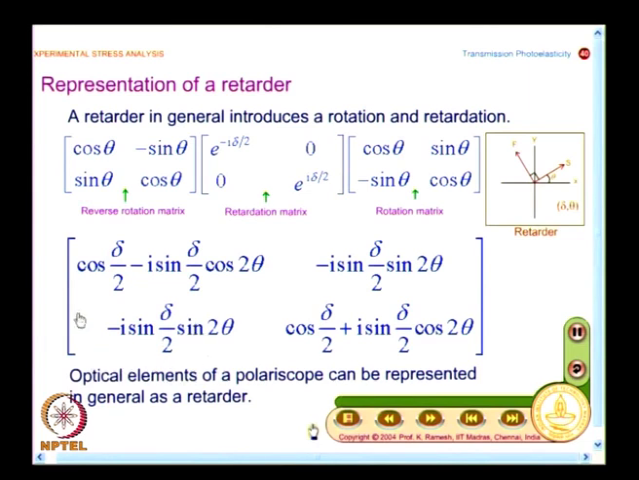So, this represents completely how the retarder influences the light that impinges on it. It accommodates the orientation theta, and it also accommodates the retardation introduced by the retarder.